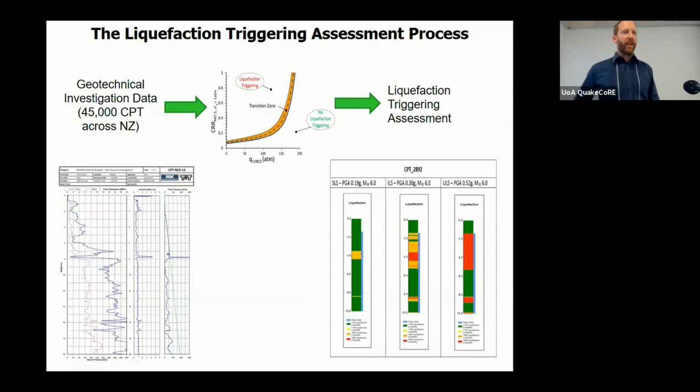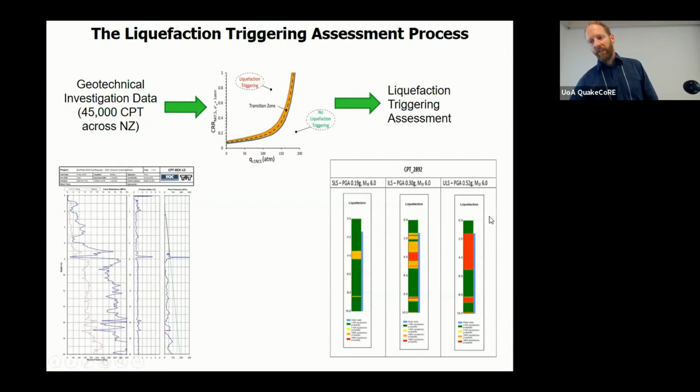We can then integrate those effects, because obviously the case shown for the SLS, where there's only a few layers that are predicted to liquefy, given that there is a thick layer of non-liquefying material over the top, and a small layer of liquefying material predicted to be sandwiched in that soil profile, that's barely going to have a consequence at the ground surface.